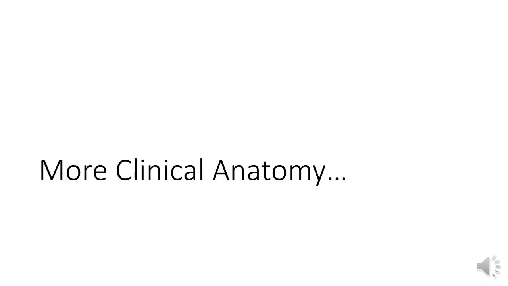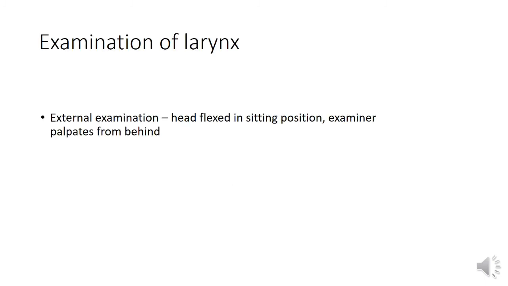Now we will move on to more clinical anatomy with respect to larynx. Some clinical anatomy points we have already seen in previous videos with the topics concerned. Now we will see some clinical anatomy in general. Examination of larynx. The external examination of larynx is done in a sitting position, with the head flexed, and the examiner palpates from behind.